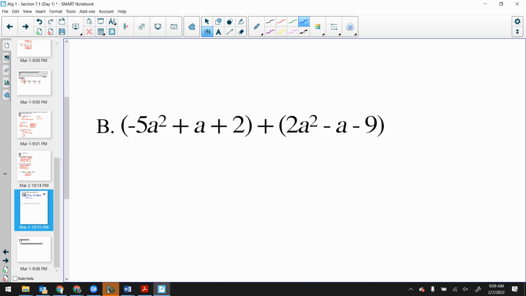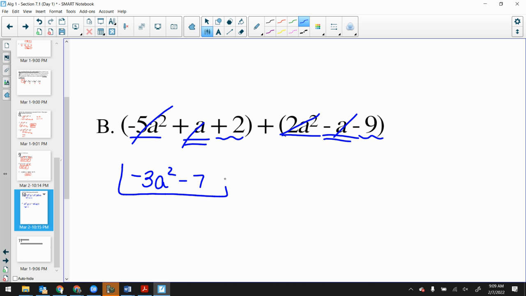Okay, biggest power on A is 2, right? The degree of 2 here and here. So what's negative 5 and positive 2? Negative 3. A minus A cancels. And then I got a plus 2 minus 9, so minus 7. Looks like that's a binomial. Leading coefficient is negative 3, degree is 2, 2 terms.